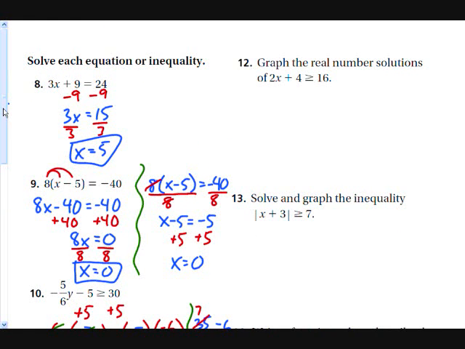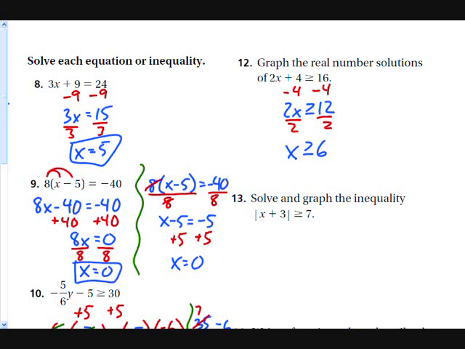For the next one, it says to graph the real number solutions. So this time it's asking us for a graph, so we're going to solve it, and then we're going to graph it. So the first thing we do is subtract the 4 from each side, which leaves me with 2x is greater than or equal to 12. And now I divide each side by 2. So I find out that x is greater than or equal to 6.